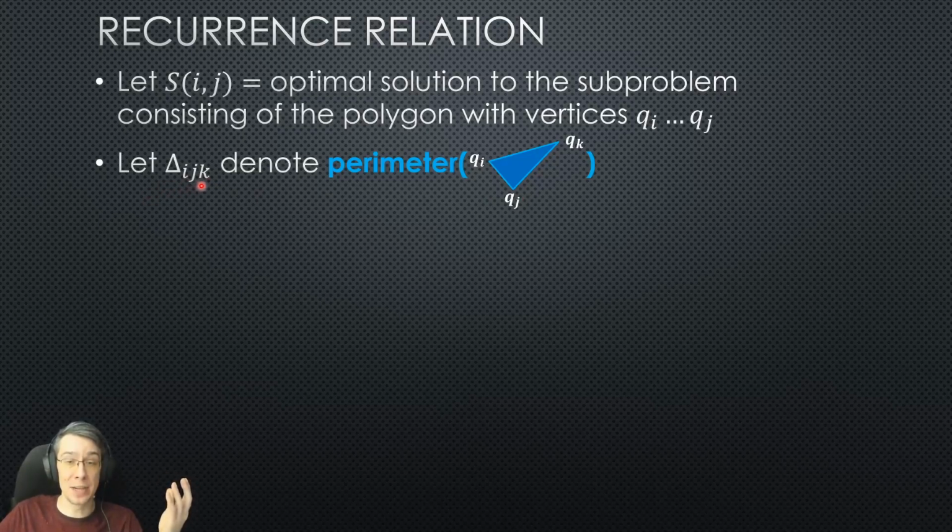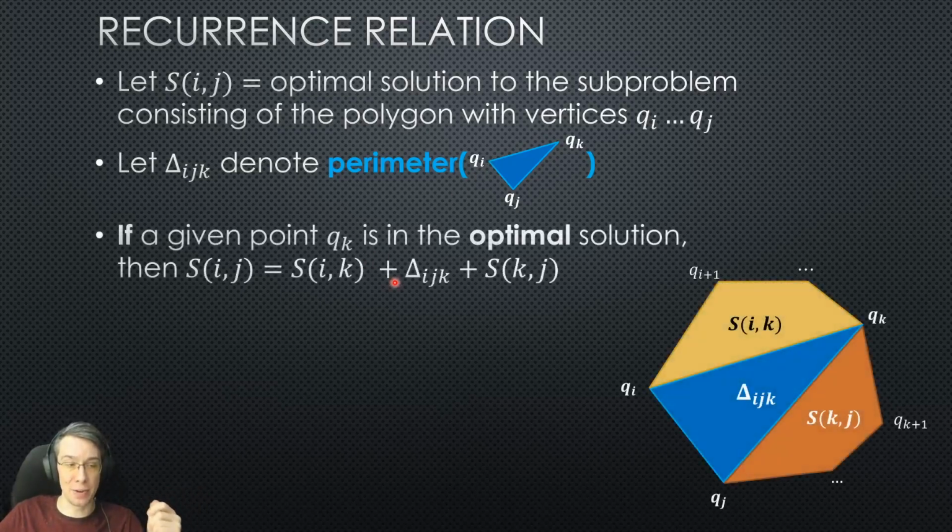So delta ijk is just going to be the perimeter, meaning using the usual Euclidean two-dimensional distance formula, the distance between i and j plus the distance between j and k plus the distance between k and i. So delta ijk is the perimeter of that triangle.